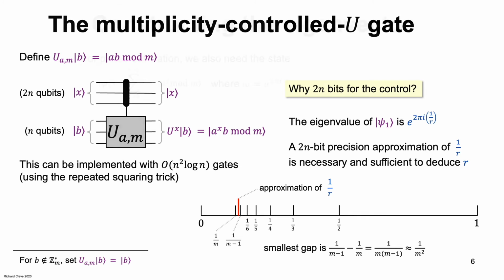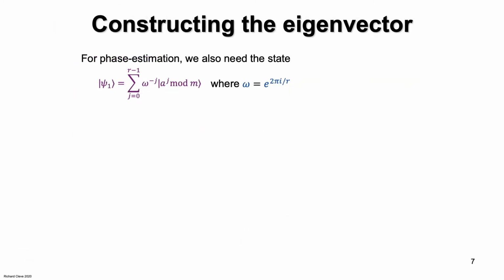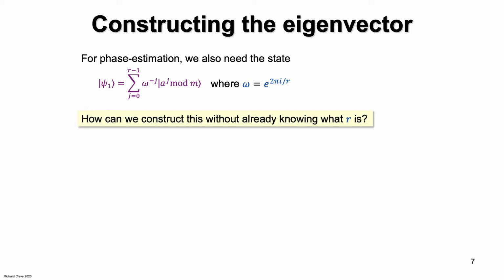Next, there's the matter of constructing the eigenvector psi 1. Of course, if we already know what r is, this is straightforward. But we don't know r at this stage. R is what we're trying to determine. It seems very hard to construct this state without knowing what r is. This is a serious problem. It's not known how to construct this state directly.